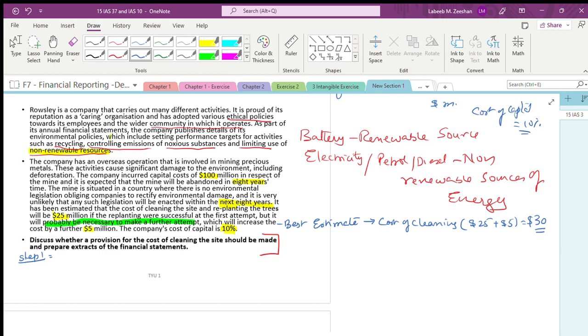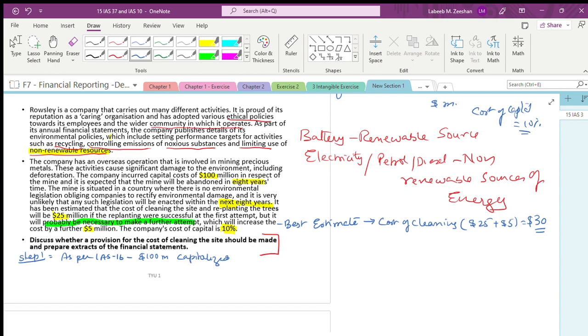Sir, how much do you have to capitalize? See, as per IAS 16, is it right? 100 million is the capital cost. Is the 100 million capitalized? Okay, fine. Now, that's very clear. Now, we have to build up the case. Why do we have to work it out like that?